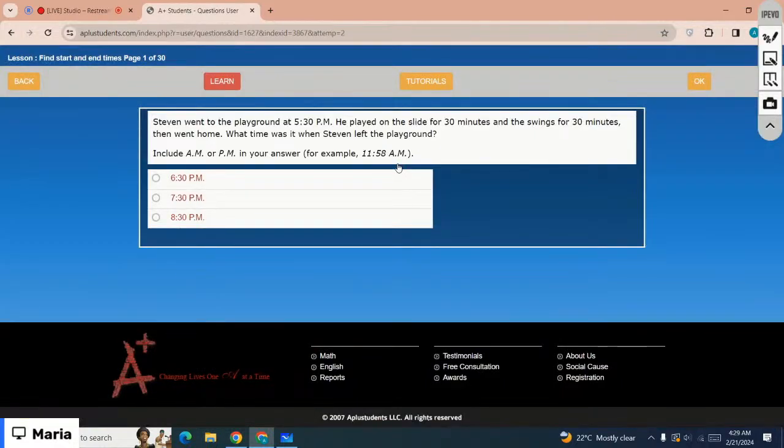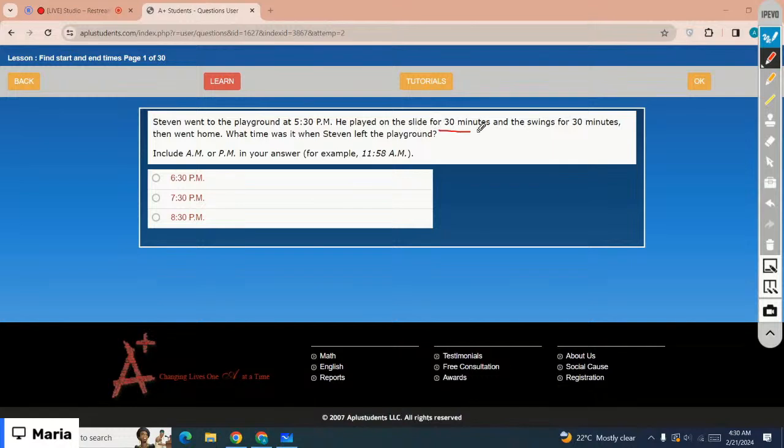Okay, Steven went to the playground at 5:30 p.m. He played on the slide for 30 minutes and swung for 30 minutes and then went home. What time was it when Steven left the playground? Right? So he started at 5:30. Then for 30 minutes he played on the slide and for the next 30 minutes he played on the swings. 30 minutes plus 30 minutes makes 1 hour. That means the total time he played is 1 hour.